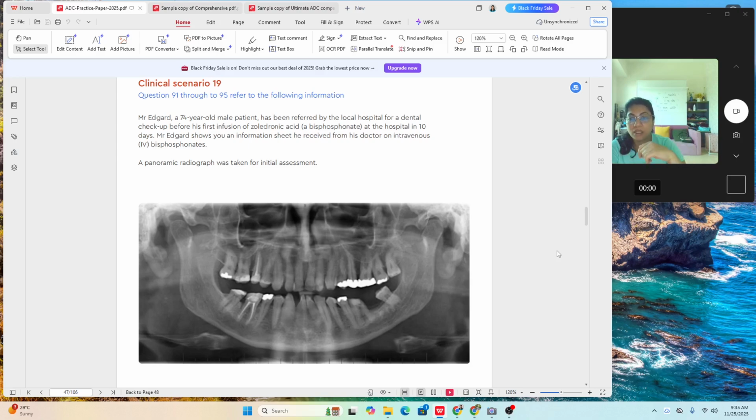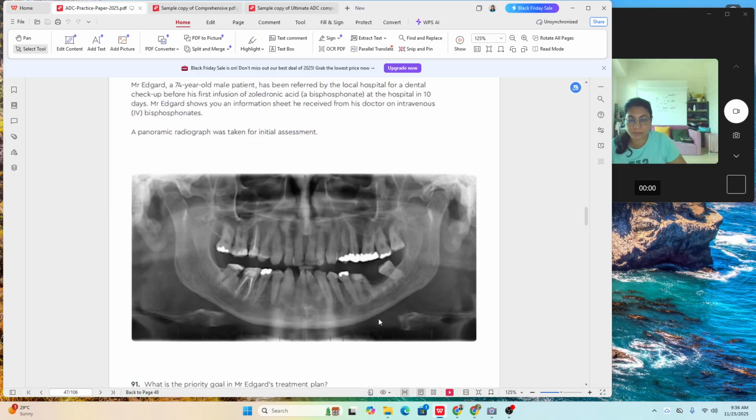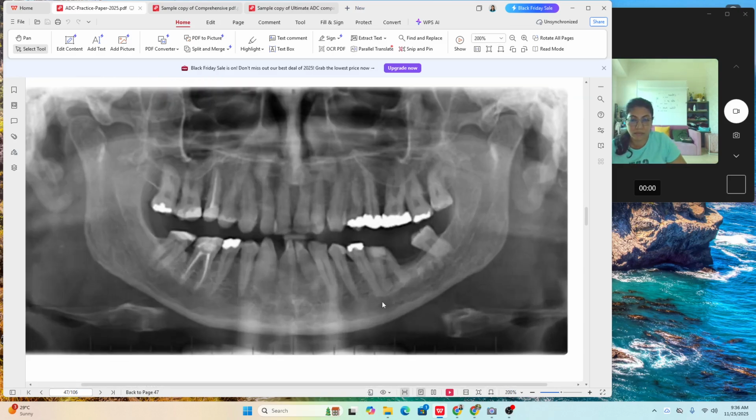An OPG was taken for the initial assessment. Okay, now this is the OPG. Now what do you see in the OPG? You see multiple fillings, a root canal treatment is done on 2 of these teeth, and out here, this tooth 3-6, you can see a root canal has been done, but it's not as great as these 2 teeth. And you can also see some structural anomaly in the root.